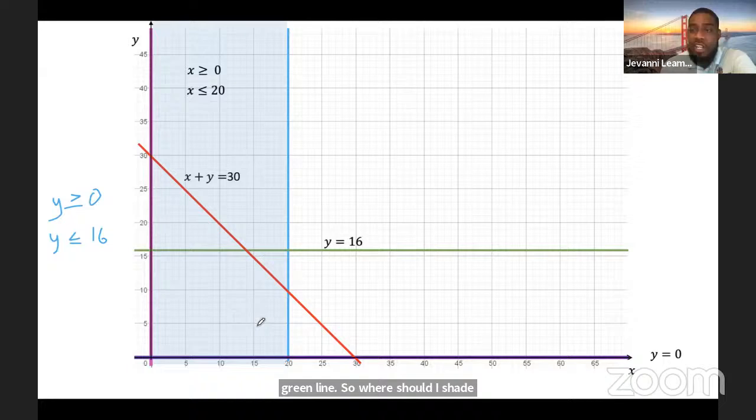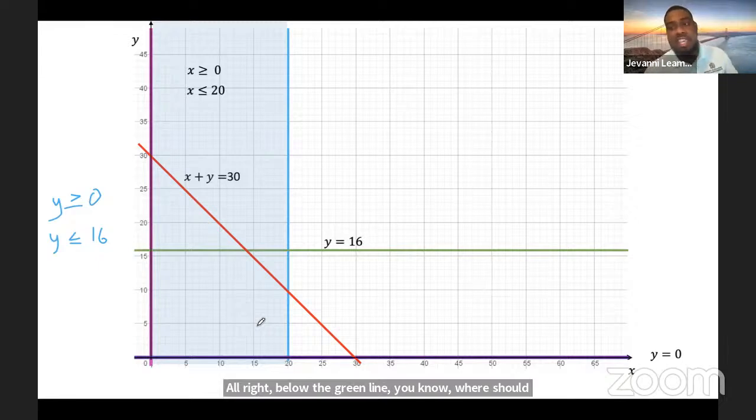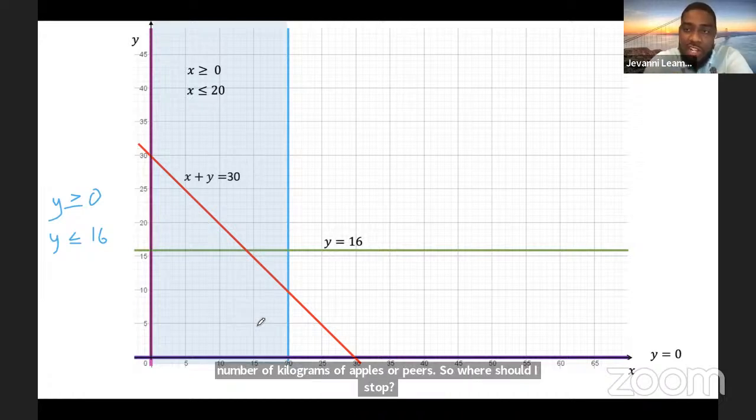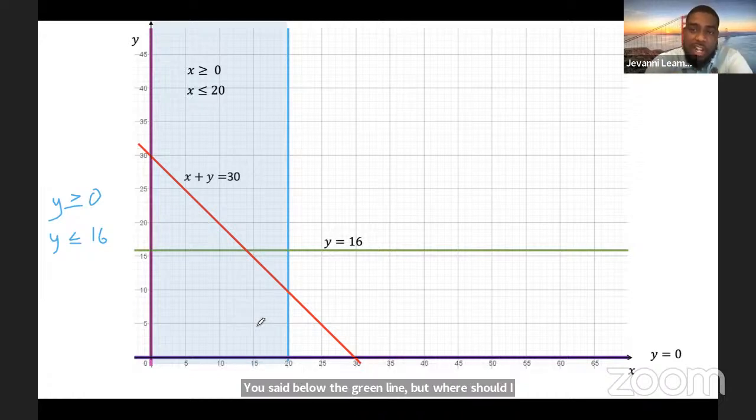All right, below the green line, Kino, where should I stop shading? Because remember, I do not have negative number of kilograms of apples or pears. So where should I stop? You said below the green line, but where should I stop? Which color line should I stop at? I can't just continue going vaguely all over the place.